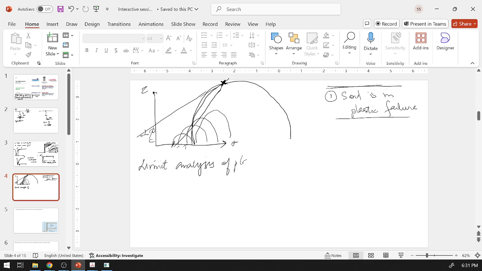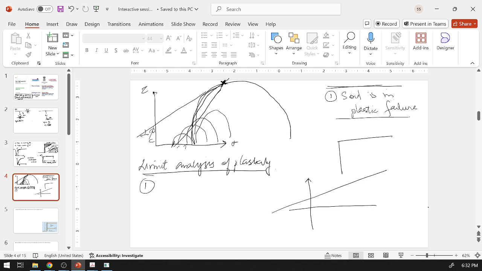of plasticity that help us to determine the failure load and failure criteria for earth retaining structure. We first assume that the soil behind the structure is in a plastic state. Then we can draw the Mohr-Coulomb failure envelope. We can say that if this is in failure, the failure stress will be on this line.